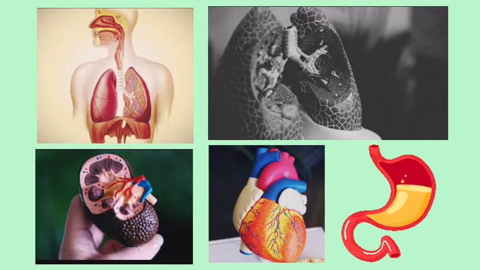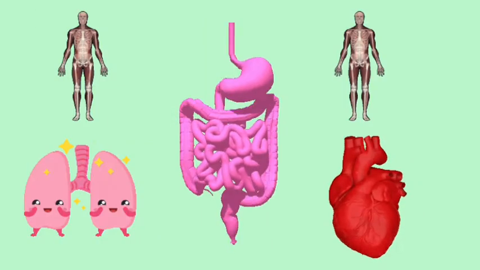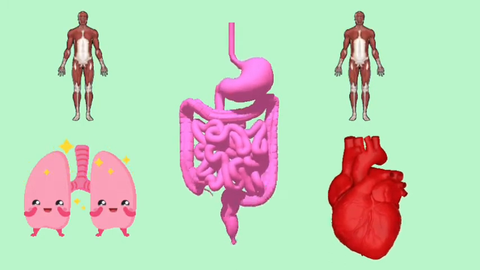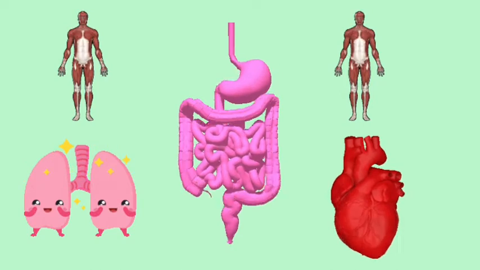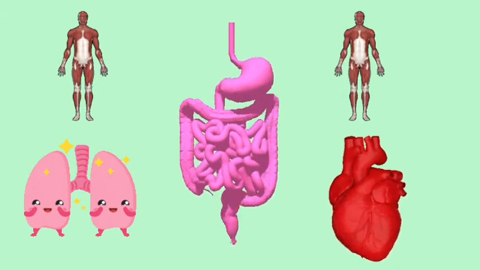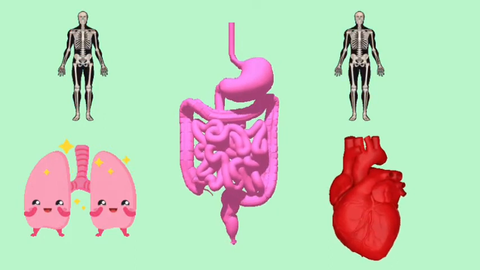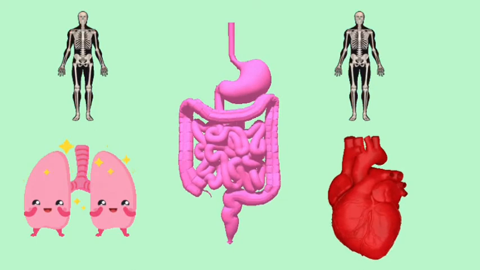For example, stomach, liver, kidney, heart, and lungs. An organ system consists of a group of organs that work together to perform a complex function. For example, mouth, esophagus, stomach, small and large intestine constitute the digestive system that performs the process of digestion.